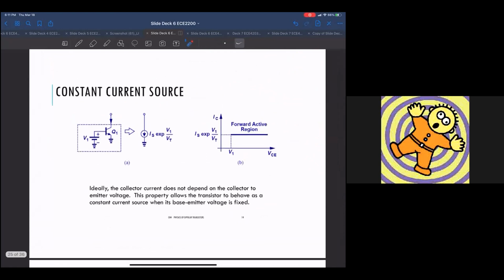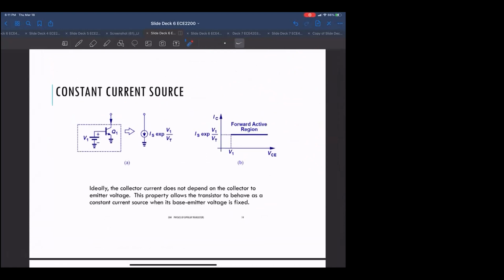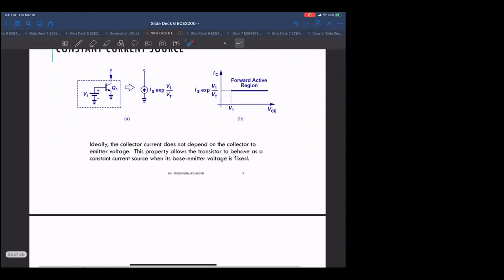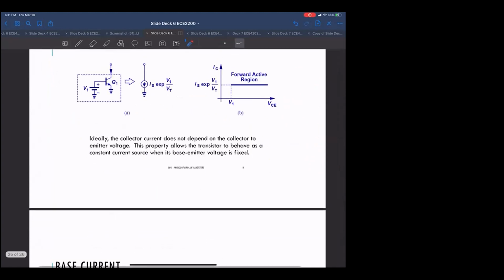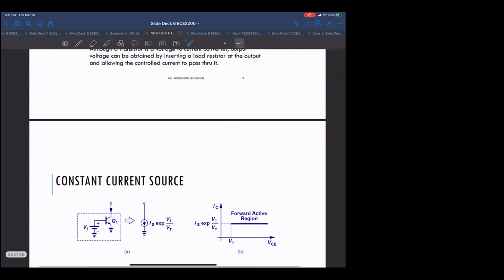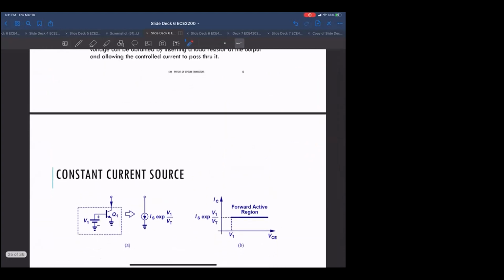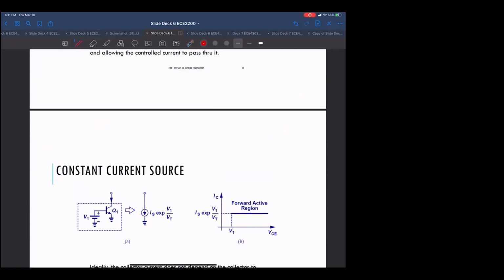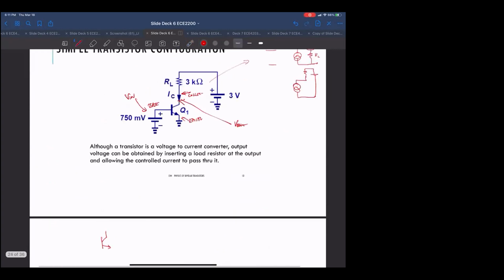Okay, so let's see, where are we going with this? Okay, so let's look at the various things. Remember we said we have three terminals. Actually, let me go back to here.